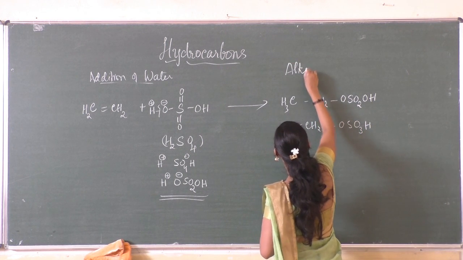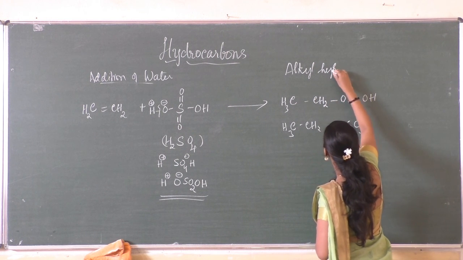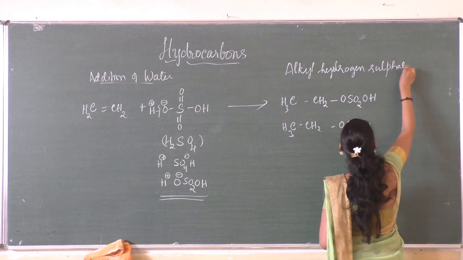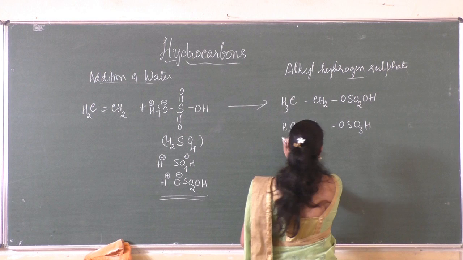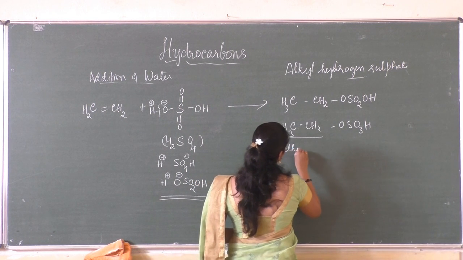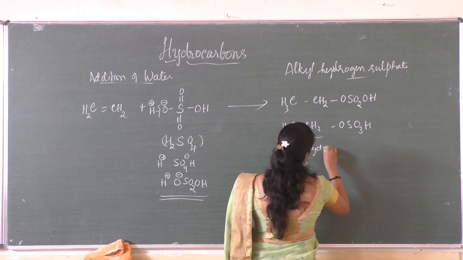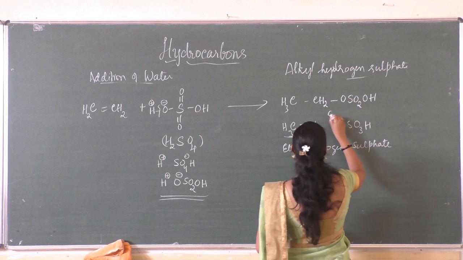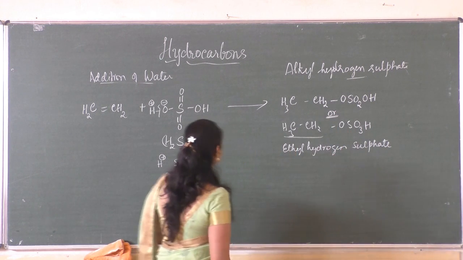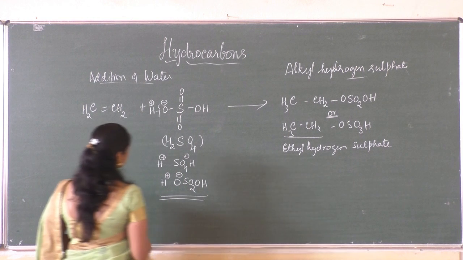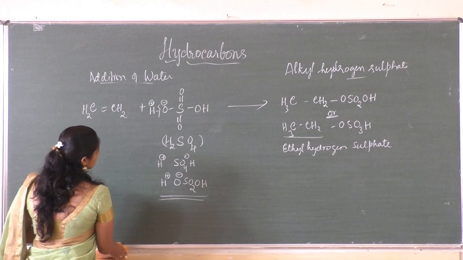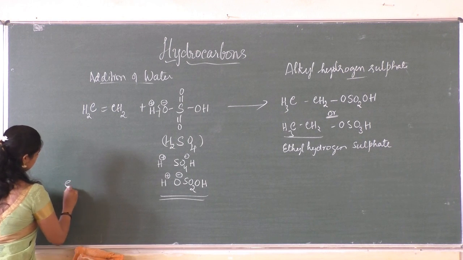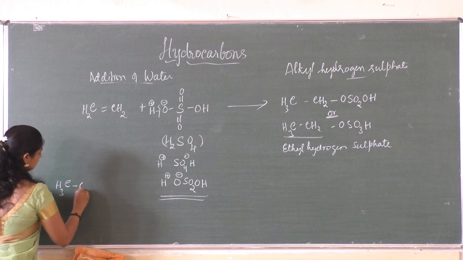And the name is, generally, alkyl hydrogen sulfate is formed. Now this alkyl is ethyl, so it is ethyl hydrogen sulfate. So both are the same, you can write anything whichever is convenient to you. So this is it. And if we take propene or butene, let us take butene.